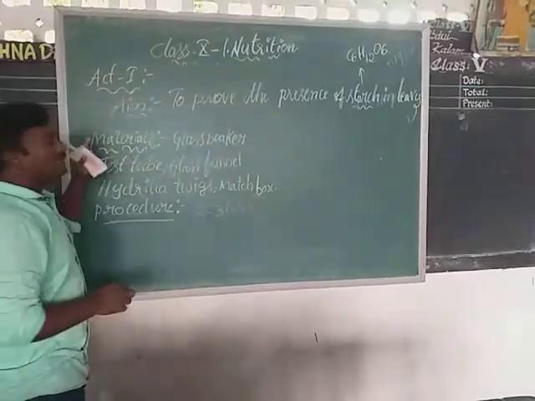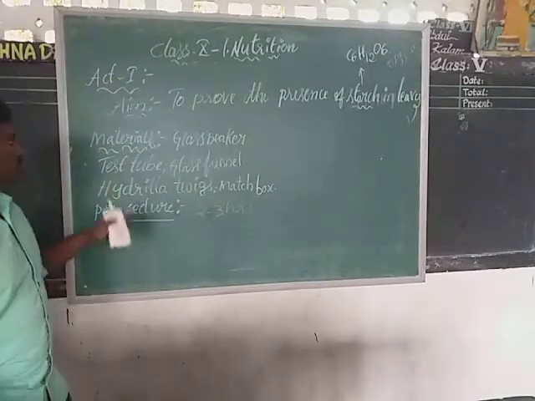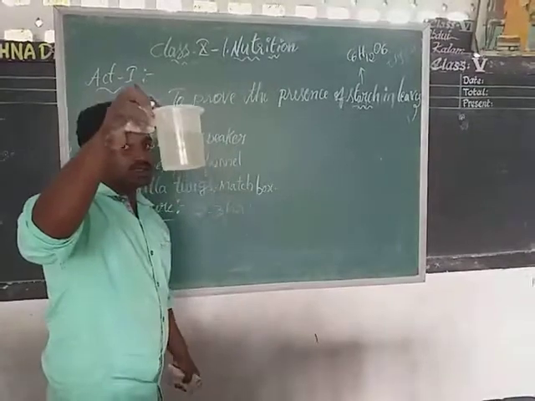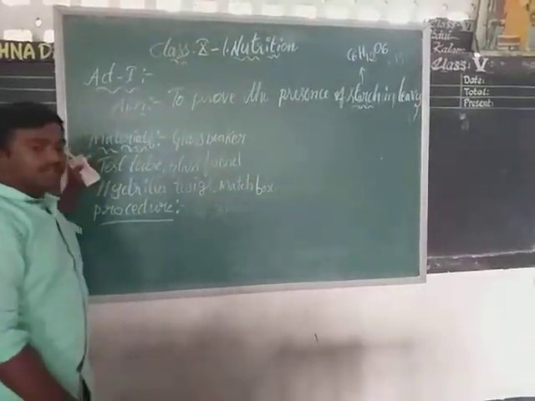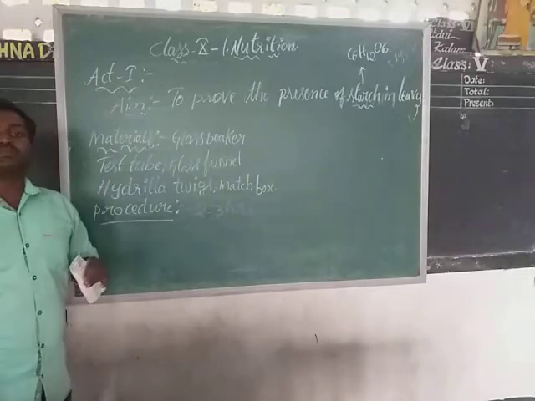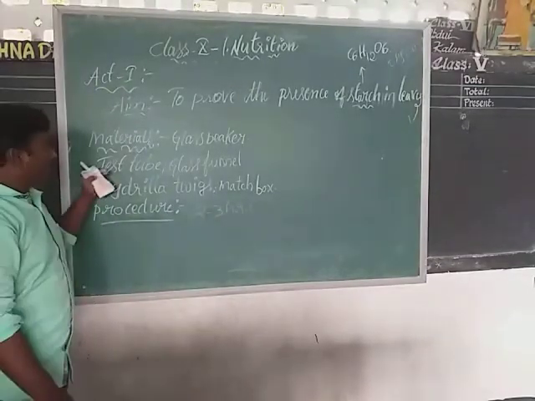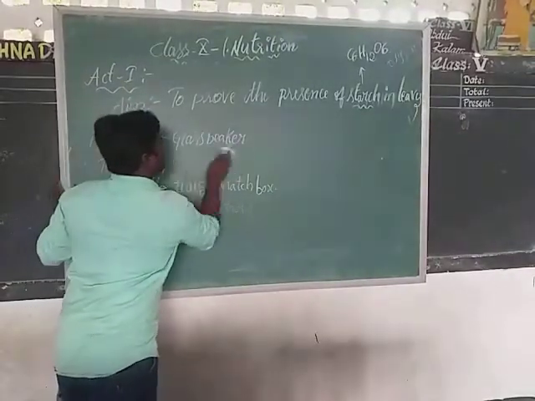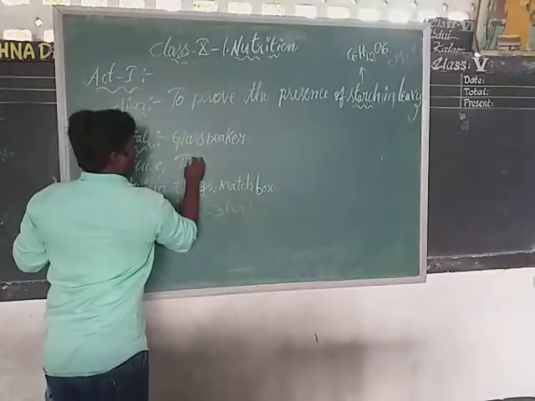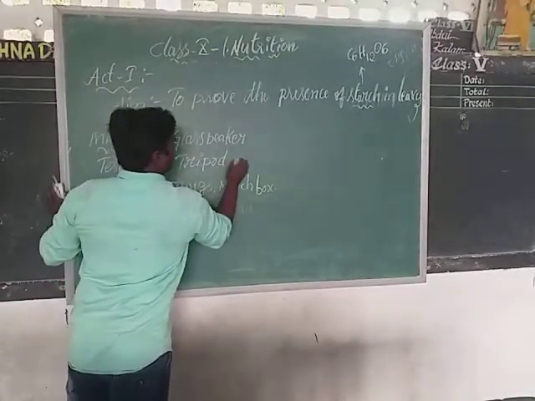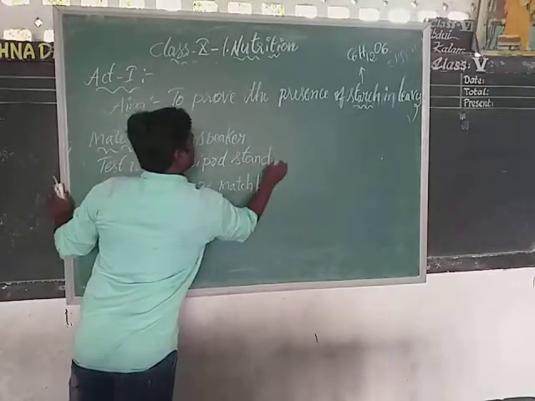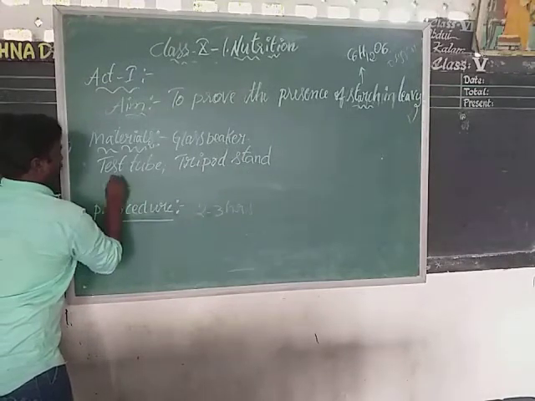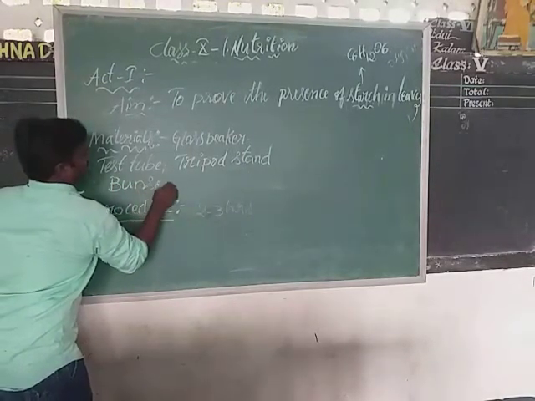Let us see the materials required for this process. For this process also one glass beaker is needed. Next, a test tube is also needed. Along with the test tube, we need to take one tripod stand. Next, a Bunsen burner.